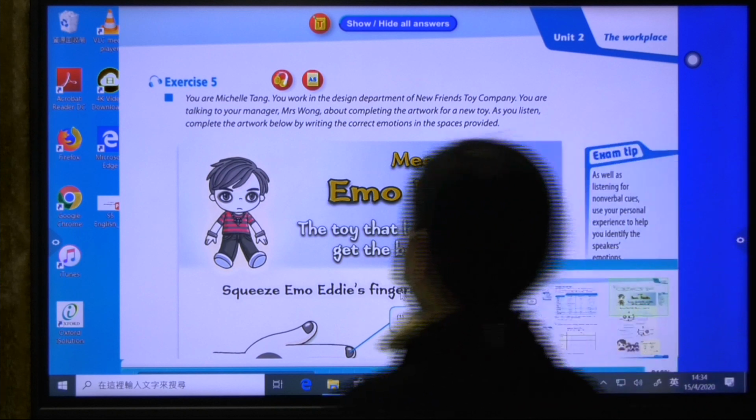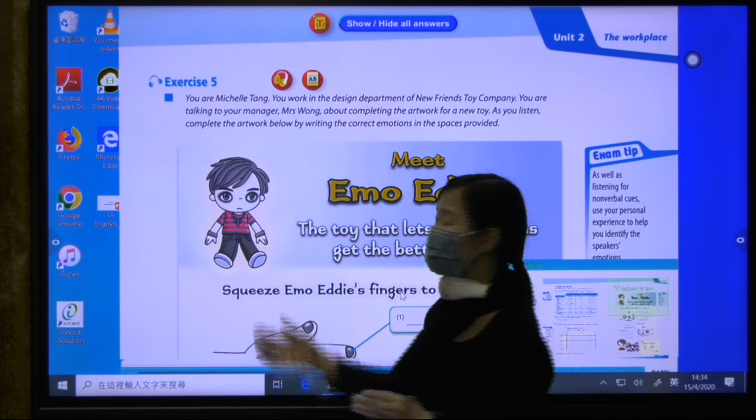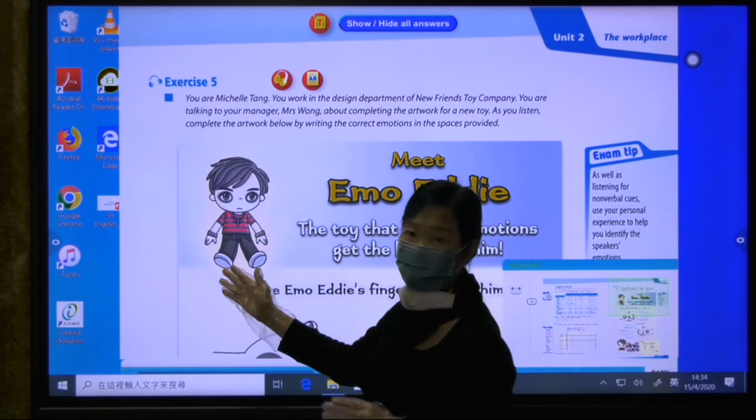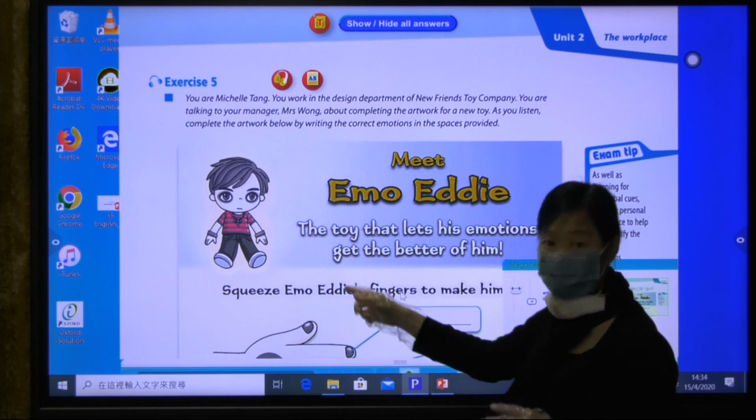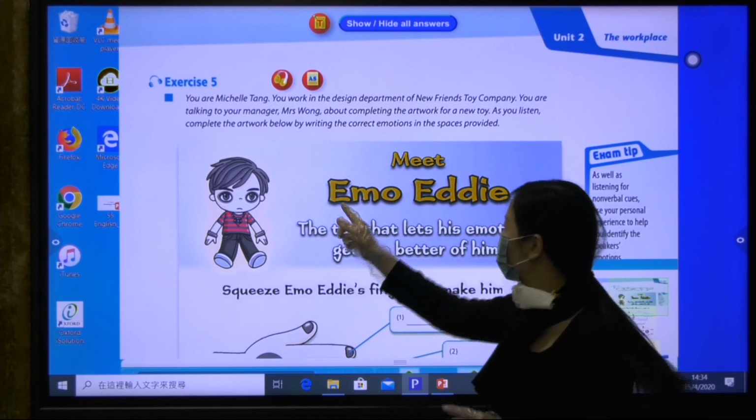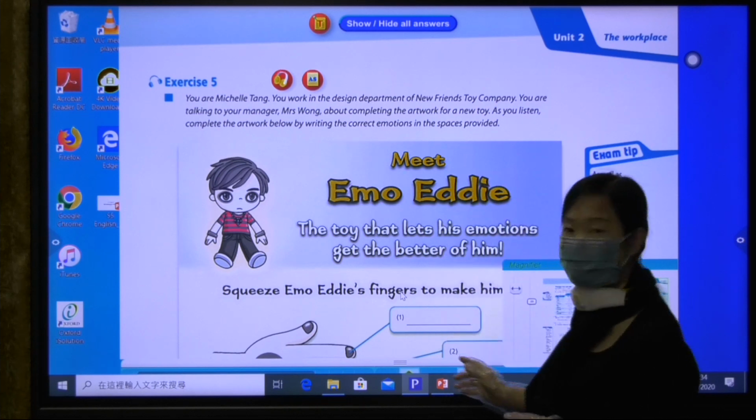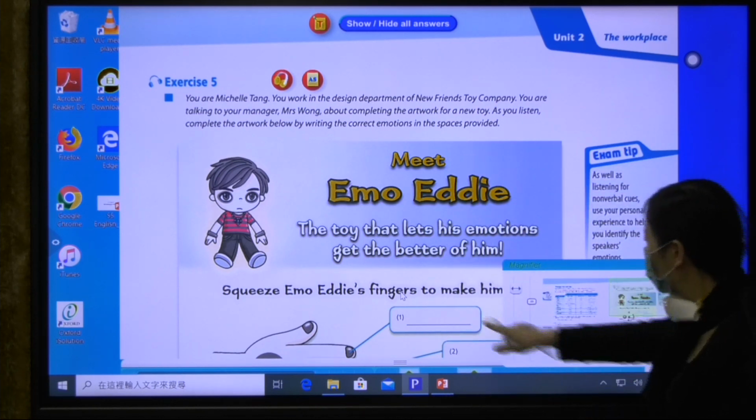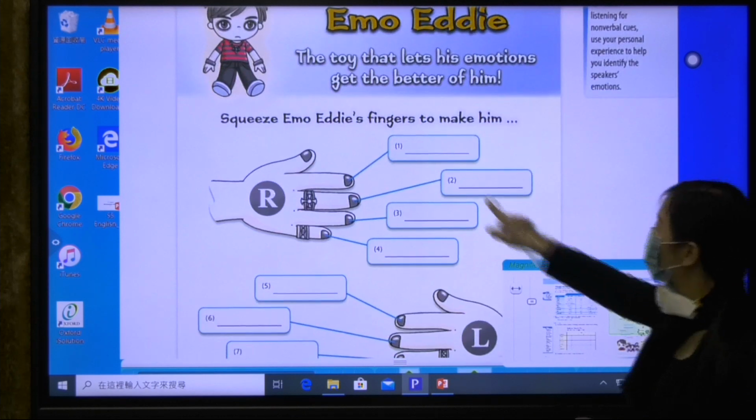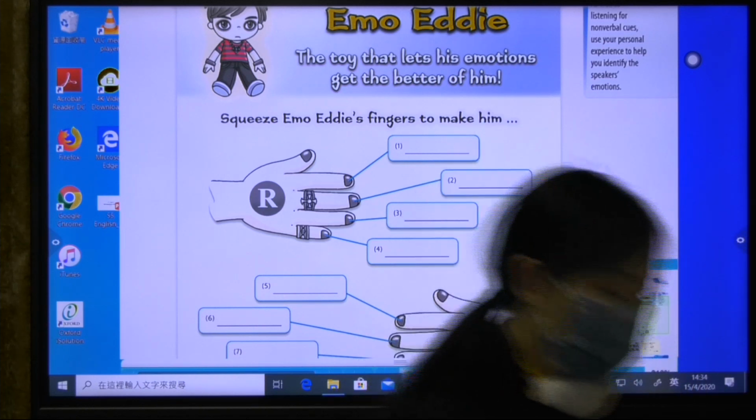So exercise 5 is also an art exercise about emotion. And this time, look at this first. This is a toy, and he has got a name. He is called Emo Eddie. So this is Eddie. And why emo? Because he has got a lot of emotions. And what we need to do here is to find out something about his finger. Let me tell you very, very quickly.